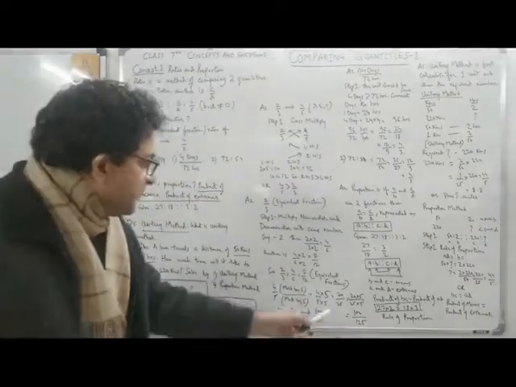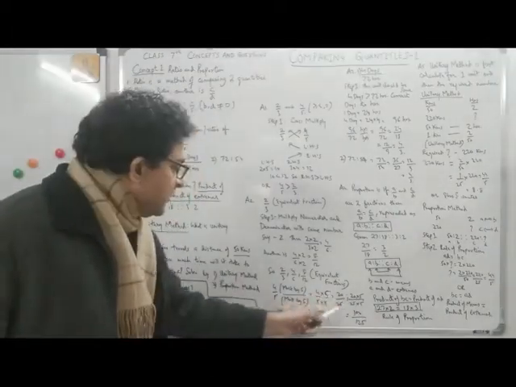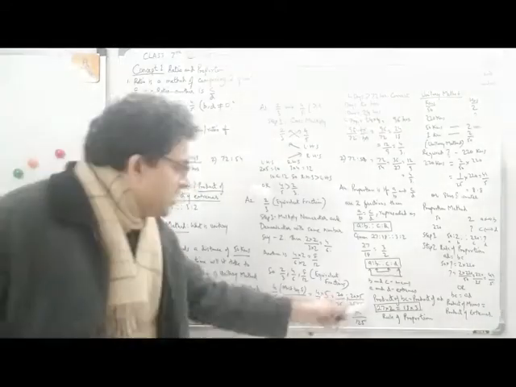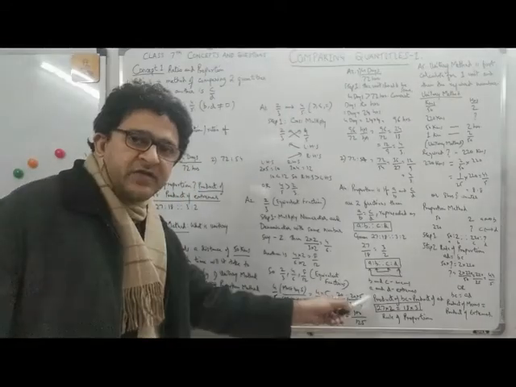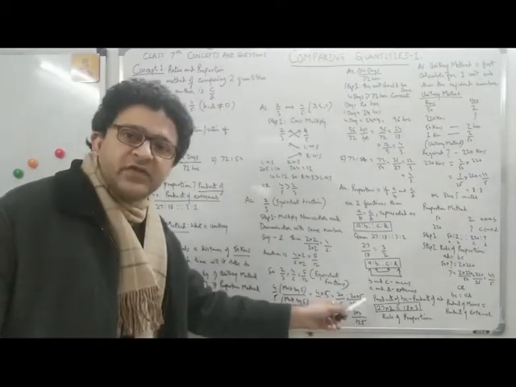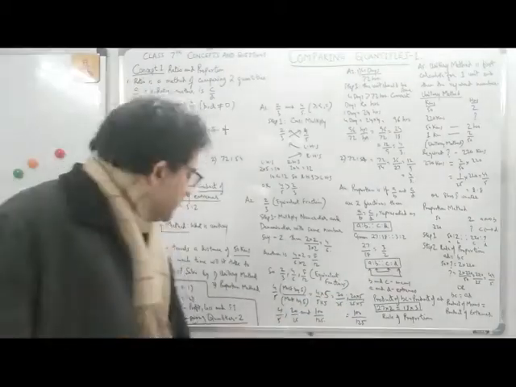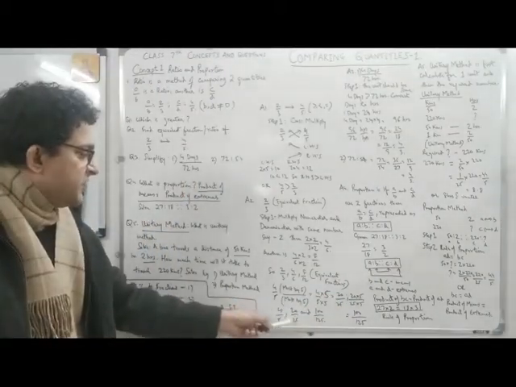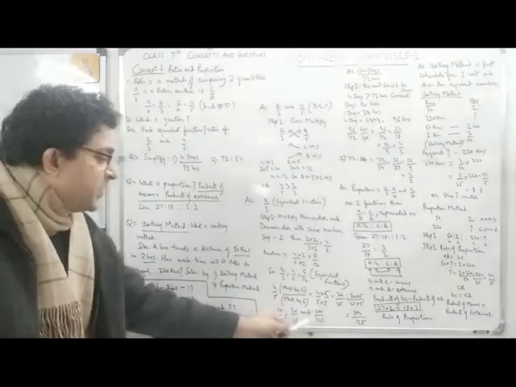Again multiply by 5. 20 into 5 and 25 into 5. So we get another number, 100 upon 125. 20 into 5 is 100 and 25 into 5 is 125. So we get three numbers. One is 4 by 5, and then 20 by 25, then 100 by 125.